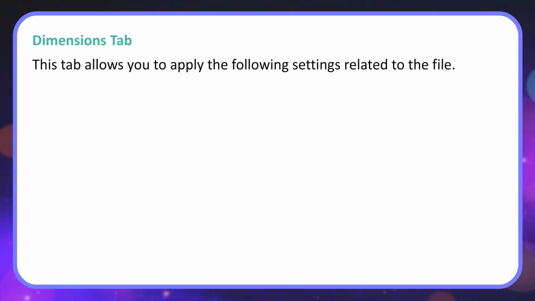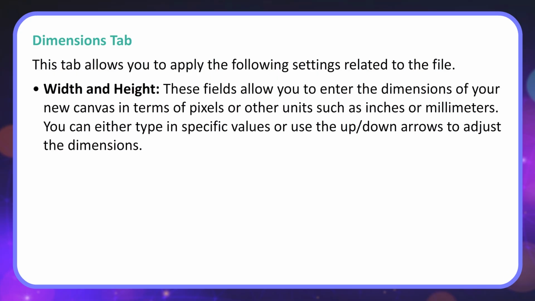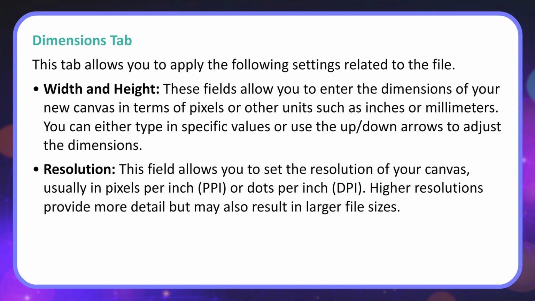Dimensions tab. This tab allows you to apply the following settings related to the file. Width and height. These fields allow you to enter the dimensions of your new canvas in terms of pixels or other units such as inches or millimeters. You can either type in specific values or use the up/down arrows to adjust the dimensions.